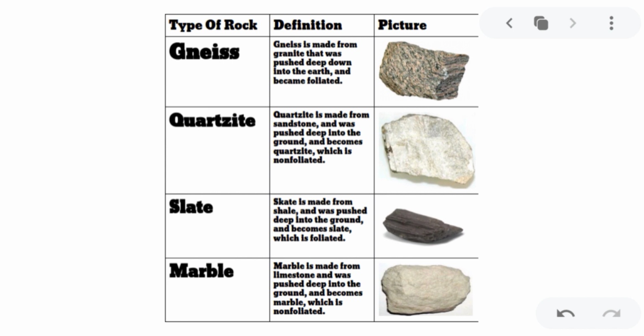Then, for the metamorphic rock, so for quartzite, we can use this as a building stone and manufacturing of glass and sandpaper. And then, we also have here the marble, which can be used in construction buildings, statues, and monuments. Okay, so that is all for this lecture video.